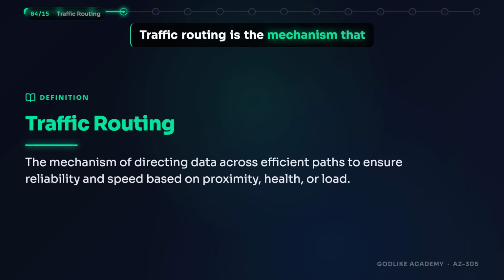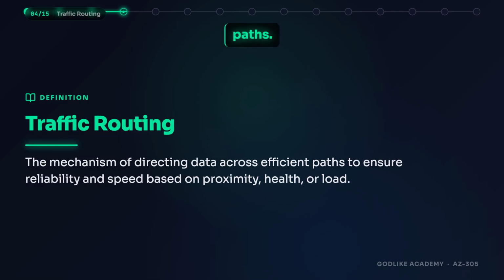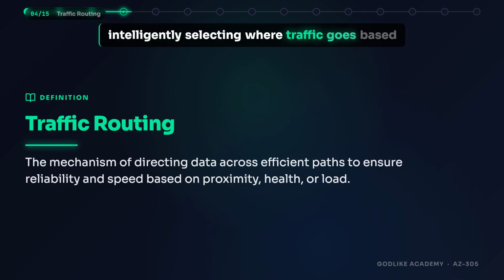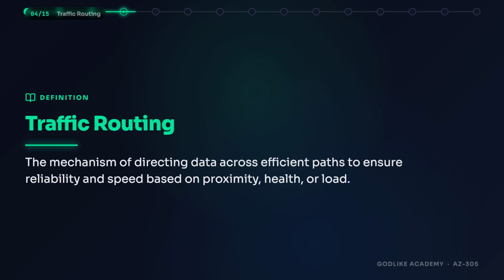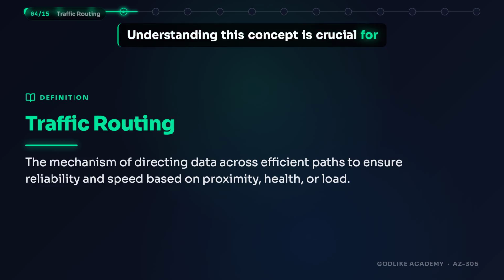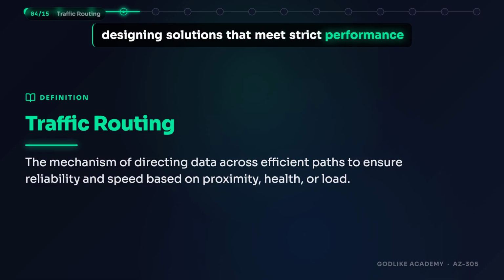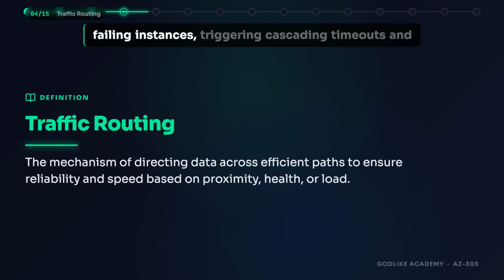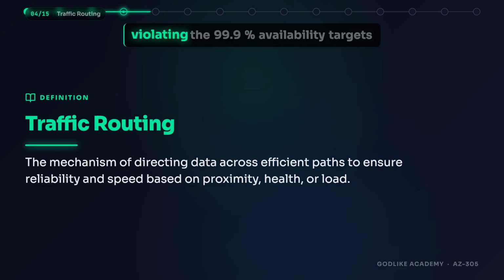Traffic routing is the mechanism that directs data across the most efficient paths. It ensures reliability and speed by intelligently selecting where traffic goes based on geographic proximity, server health, or load conditions. Understanding this concept is crucial for designing solutions that meet strict performance SLAs. If you misconfigure routing weights or ignore endpoint health probes, your load balancer will continuously send requests to failing instances, triggering cascading timeouts and violating the 99.9% availability targets required for production workloads.